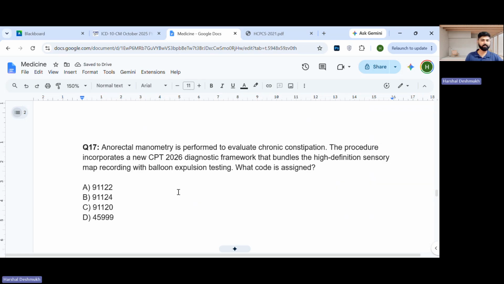All right. A rectal manometry is performed to evaluate chronic constipation. The procedure incorporates a new CPT 26 diagnostic framework that bundles the high definition sensory map recording with balloon expulsion testing. Which code is assigned here?